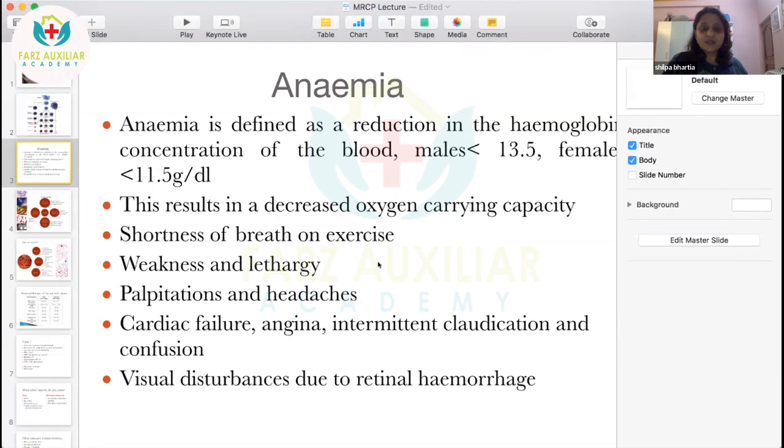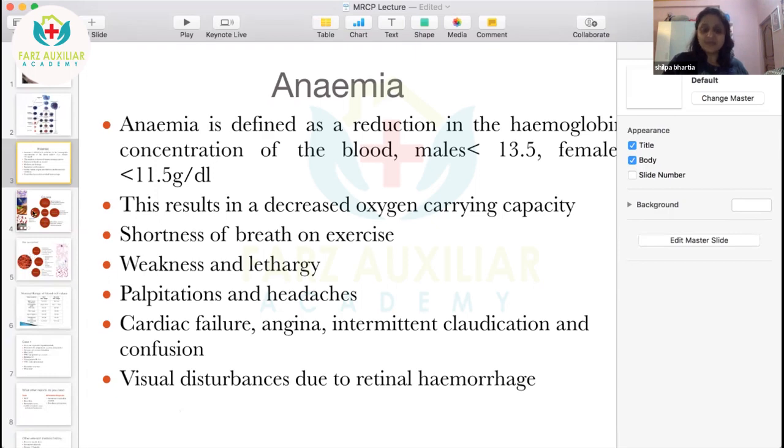The result of anemia is decreased oxygen carrying capacity, which causes shortness of breath, weakness, lethargy, palpitations, headache. And if left untreated, it can cause cardiac failure, angina, intermittent claudication, confusion, and visual disturbances due to retinal hemorrhage. Each of these points is very important because they can give you any of these features in your MCQ, and they're really trying to point out that you need to be aware. I've seen several patients who presented with retinal hemorrhage having hemoglobin as low as 2 or 3 grams, and they're having visual disturbances. So each of these is very important.